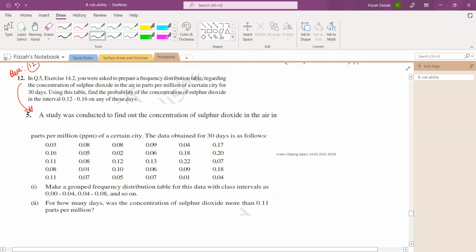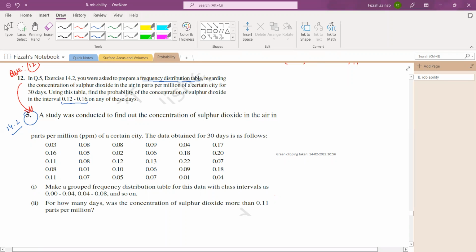Yeah, in question 5, right? This is question 5 of exercise 14.2. You were asked to prepare a frequency distribution table regarding the concentration of sulfur dioxide in the air in parts per million of a certain city for 30 days, right? Now, using this table, that means you have to use the frequency distribution table in this case. Find the probability of the concentration of sulfur dioxide in this interval.